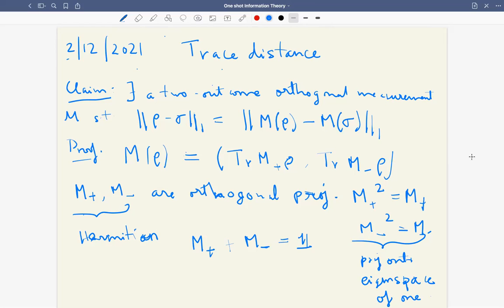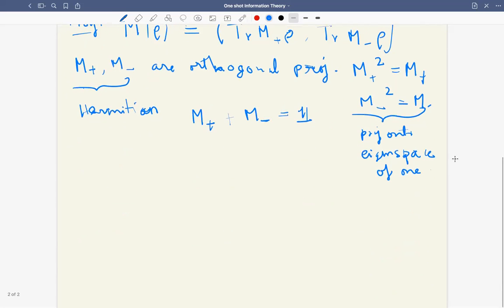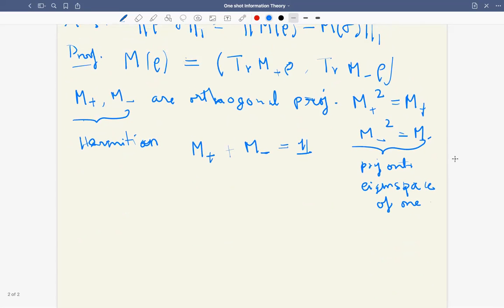One question, just to clarify. The M of rho are the probabilities of measuring plus and minus, the trace of this. This is the expression, right? So it's a two outcome measurement. I get the plus outcome with this probability. So this is the same as the measurement operator. So the measurement operators were what? They were positive semi-definite matrices. So of course Hermitian positive semi-definite, and they add up to identity. When I say orthogonal projection, there is this additional property.